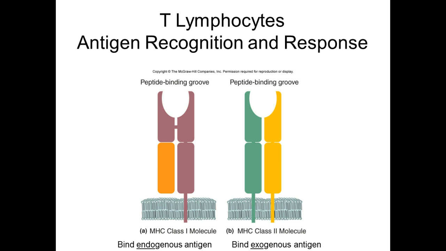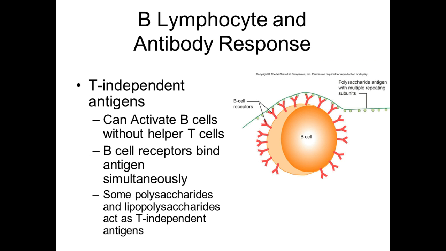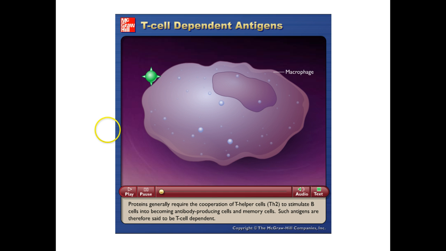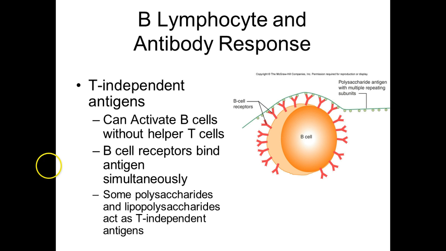So I think we did T independent last time, right? No? We hadn't made it there yet? I know we watched this animation. I guess I should have looked at my recording from last time, huh? Independent doesn't need a T cell to activate it. Right, yeah. So like I said, that second step we can skip.